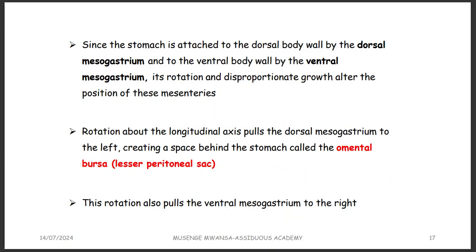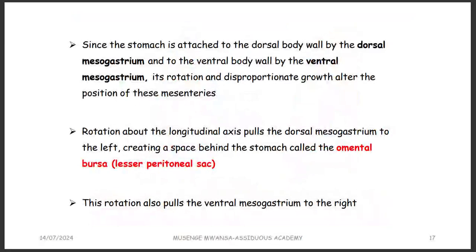So the stomach is attached to the dorsal body wall by the dorsal mesogastrium, as we said earlier, and it's also attached to the ventral body wall by the ventral mesogastrium. Its rotation and disproportionate growth will alter the position of these mesenteries. It will change. So rotation about the longitudinal axis is going to pull the dorsal mesogastrium, the one at the back, to the left, creating a space behind the stomach which is called the omental bursa or lesser peritoneal sac.